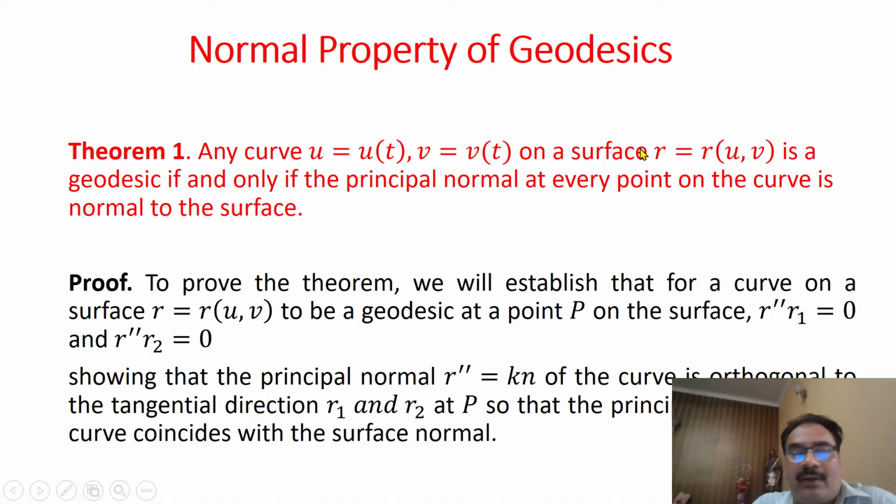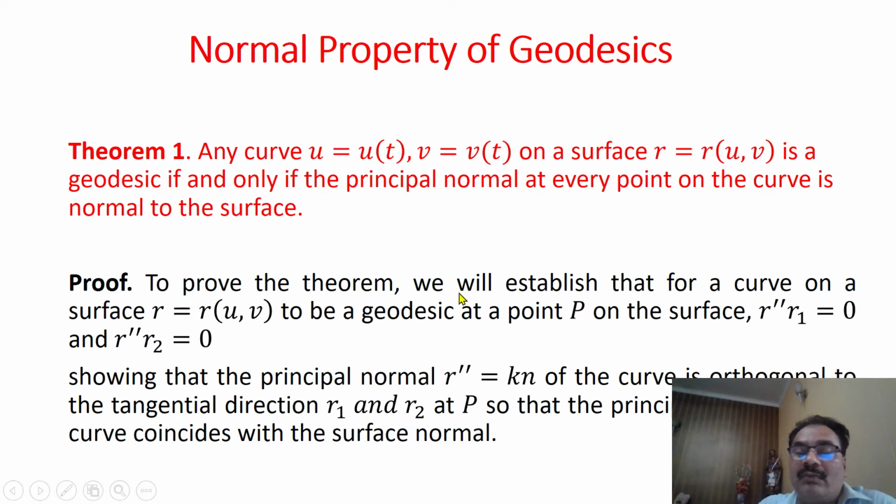Property of geodesic. So let us look at what is the normal property of geodesic and related theorems. In this theorem it will be clear that any curve u = u(t), v = v(t) on a surface r = r(u,v) is a geodesic if and only if the principal normal at every point on the curve is normal to the surface. So this is the well established theorem related with the normal property of geodesic. Now let us look at the proof of this theorem.